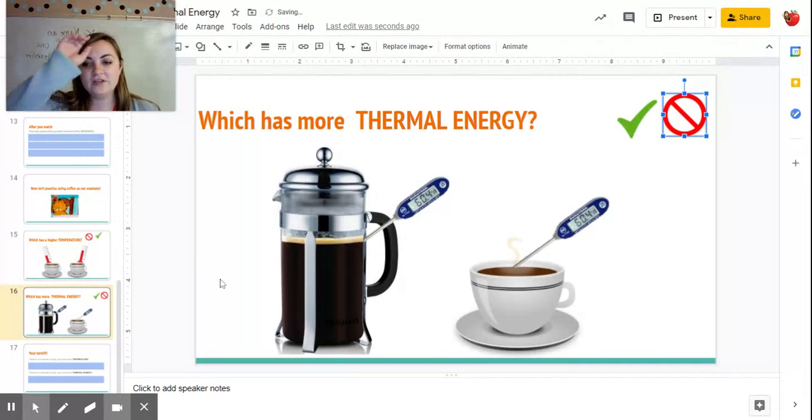All right, and the reason why the pot of coffee has more thermal energy is because it has more particles. So even though they're at the same temperature, because we have more particles, and thermal energy is the total energy of the particles, or of the moving particles, more particles means more thermal energy.